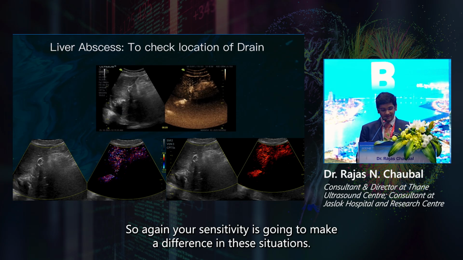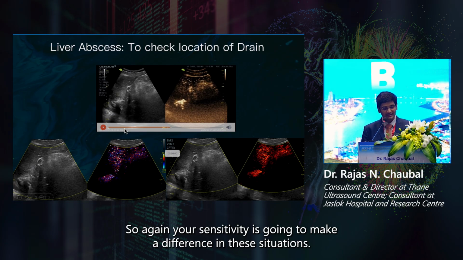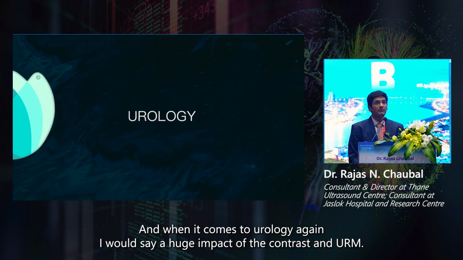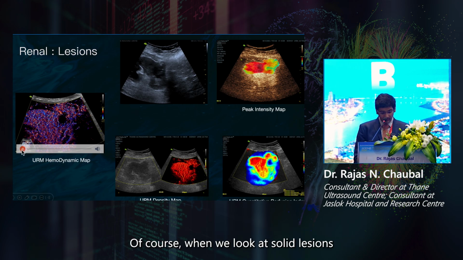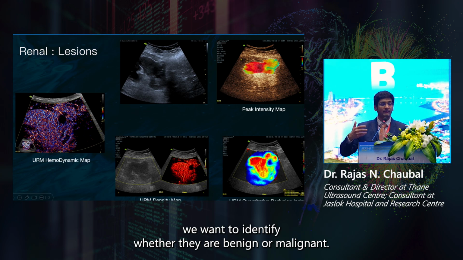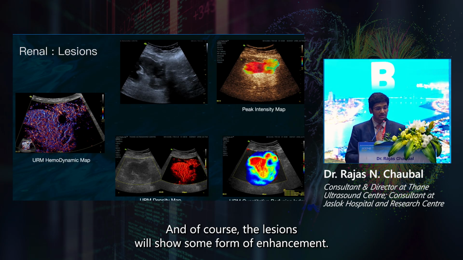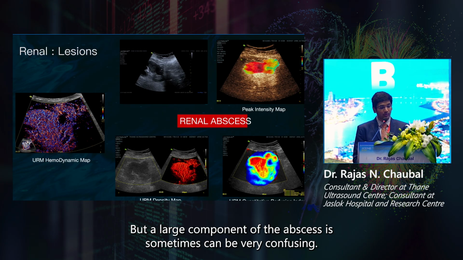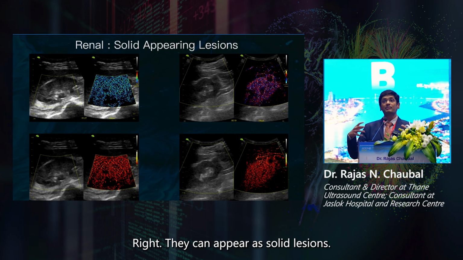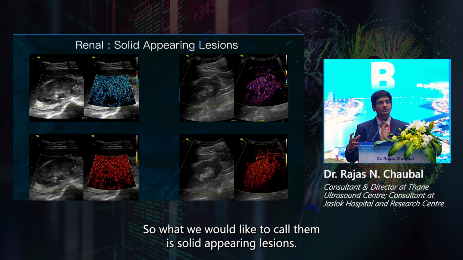So again, your sensitivity is going to make a difference in these situations. And when it comes to urology, again, I would say a huge impact with contrast and URM. Of course, when we look at solid lesions, we want to identify whether they are benign or malignant. And of course, the malignant lesions will show some form of enhancement. But a large component of abscesses sometimes can be very confusing, right? They can appear as solid lesions. So what we would like to call them is solid-appearing lesions.